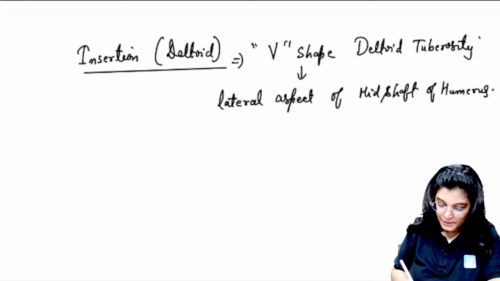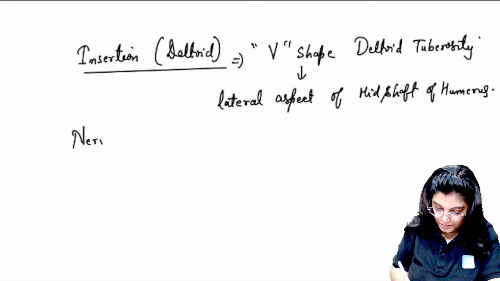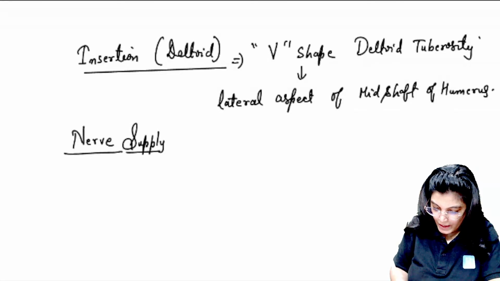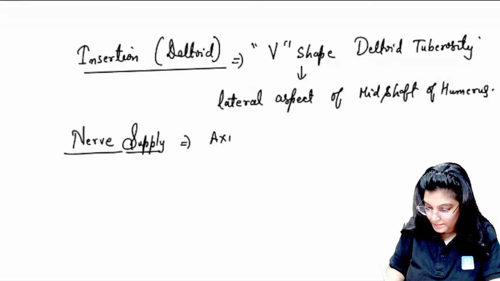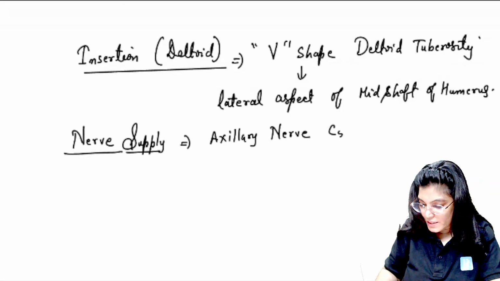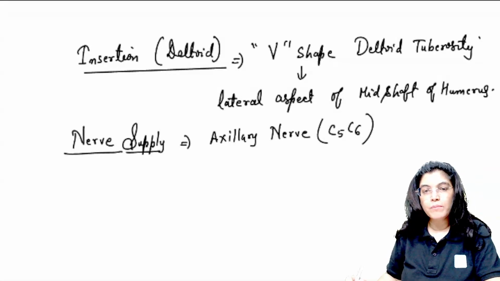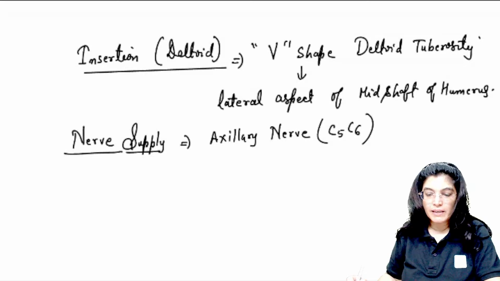So please write down deltoid nerve supply. Nerve supply is via axillary nerve, having the root value C5 and C6, and which is a branch of posterior cord of brachial plexus.